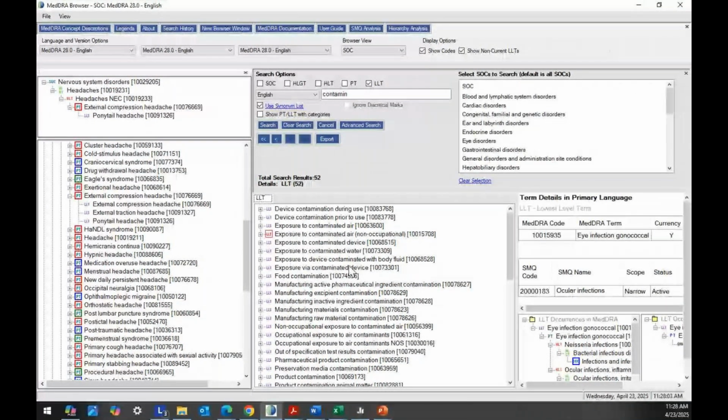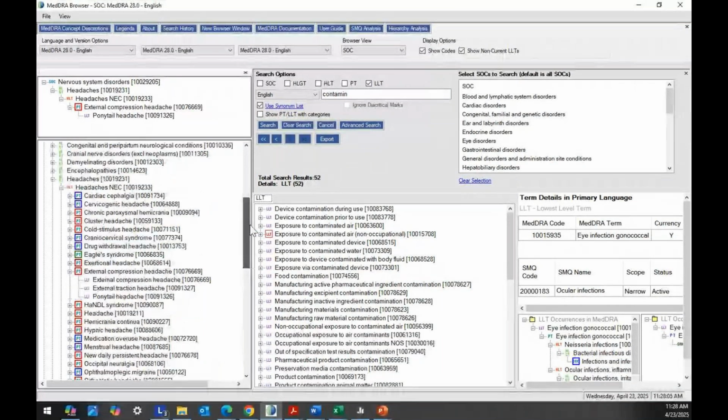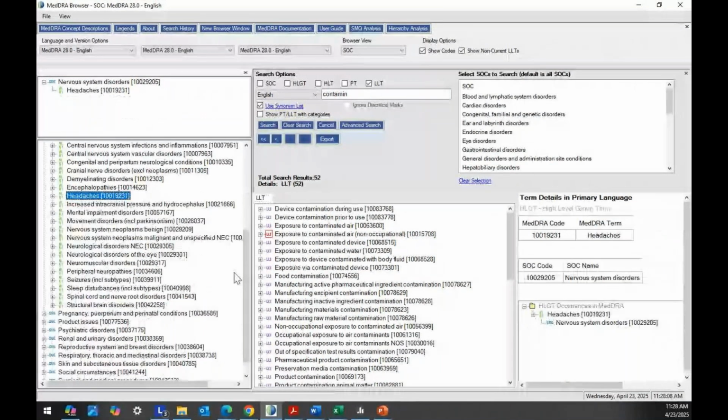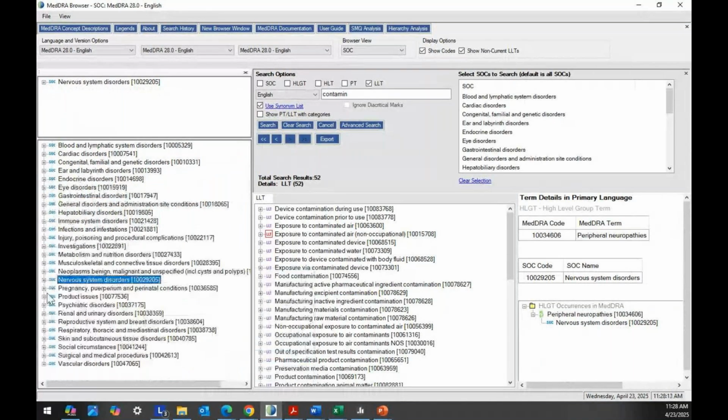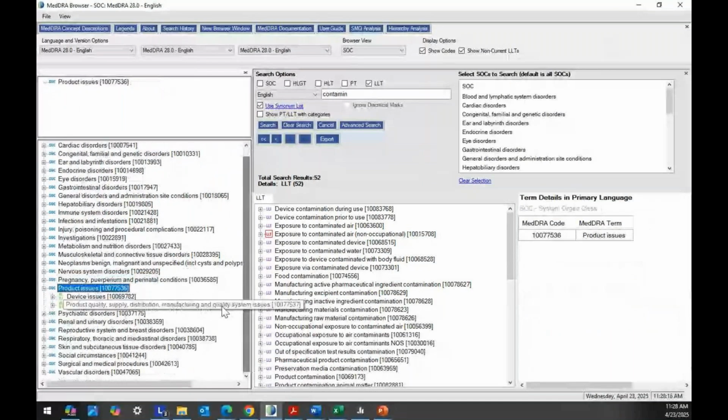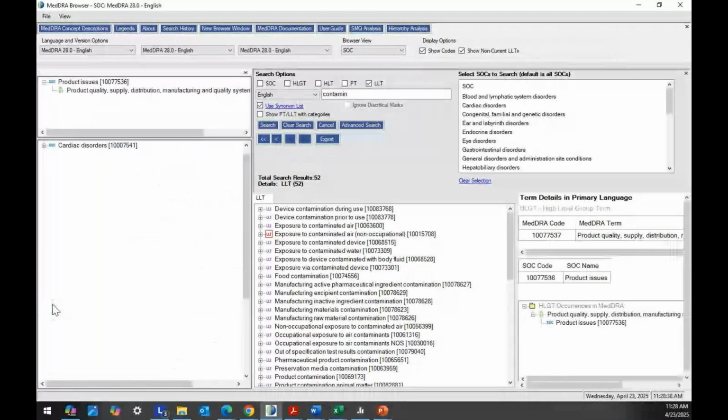I'm going to check in my SOC product issues because there's something wrong with the product. So I'm going to go to my SOC product issues. When I see my SOC product issues, I see that the product issue SOC, which was a relatively new SOC, was added in version 19.0. It only has two HLGTs. One is device issues and another HLGT specifically has to do with product quality. So I'm looking for something wrong with my product. So let me open up that HLGT, product quality, supply, distribution.